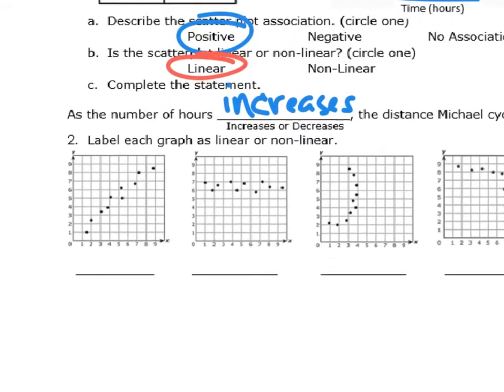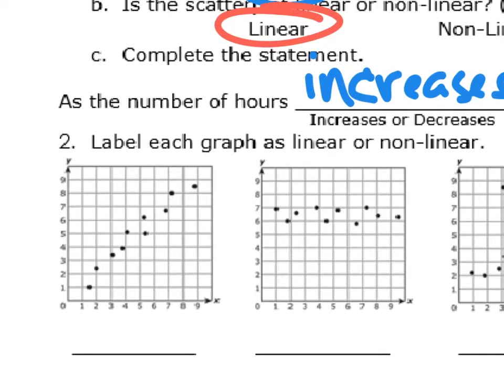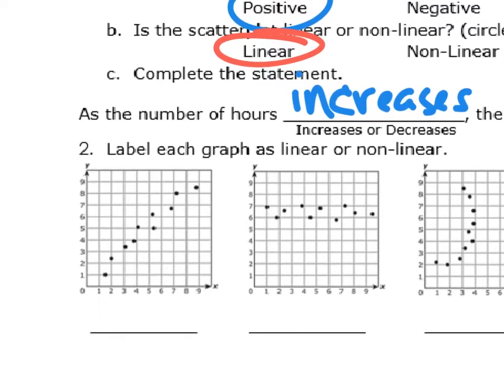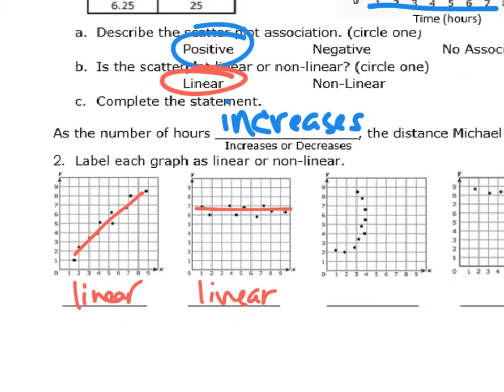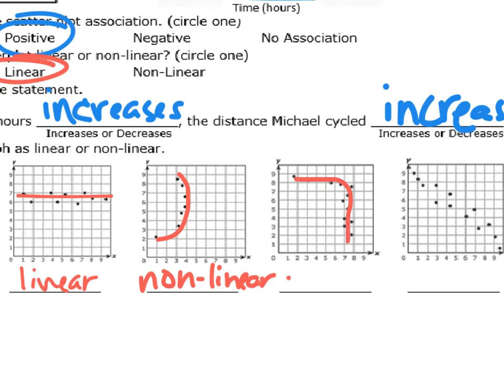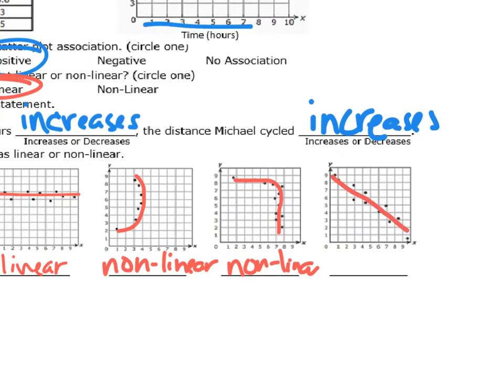Label the graph as linear or nonlinear. Remember, for it to be linear, it's generally a straight line. For it to be nonlinear, there's an obvious curve or wave in it. So this one is generally straight, so we're going to say that this is linear. This one is also generally straight. It is also linear. This one, however, has a curve to it, so we're going to say that this one is nonlinear. This one, again, has a curve to it, so we're going to say that this is nonlinear. And this one is generally straight, so we're going to say that this one is linear.